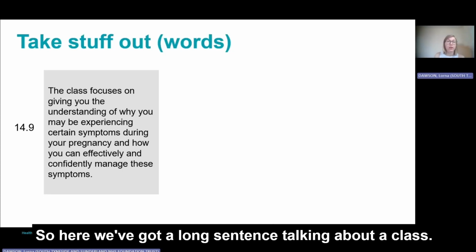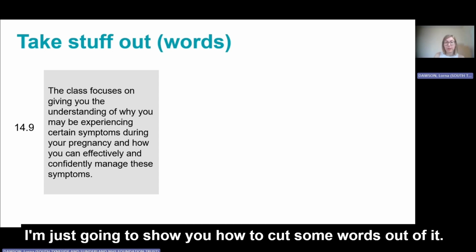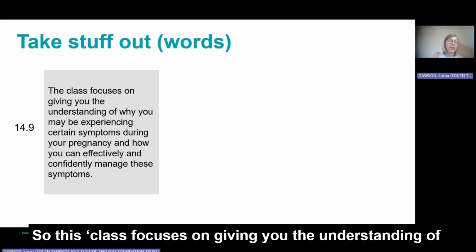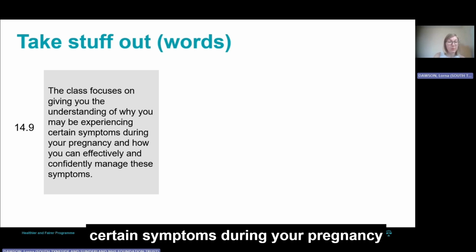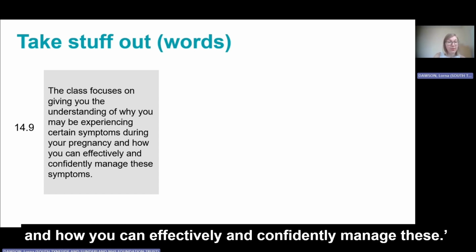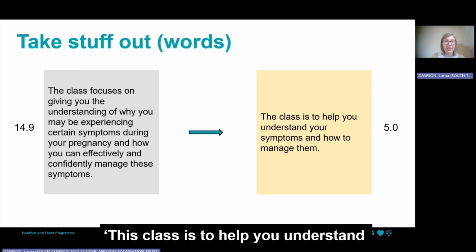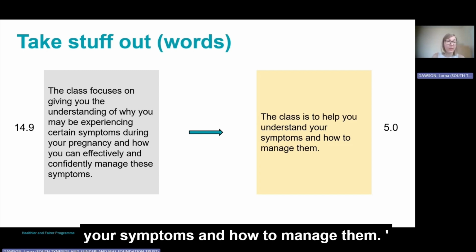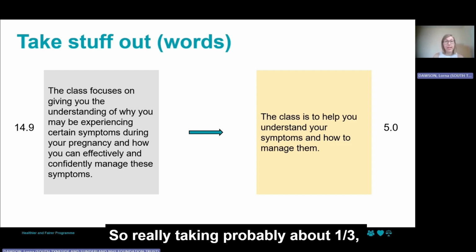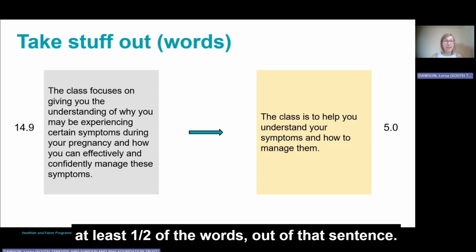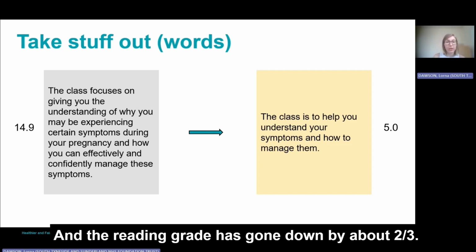So here we've got a long sentence talking about a class. I'm just going to show you how to cut some words out of it. So this class focuses on giving you the understanding of why you may be experiencing certain symptoms during your pregnancy and how you can effectively and confidently manage these. And we can change this to: class is to help you understand your symptoms and how to manage them. So really taking probably about a third, at least a half of the words out of that sentence, and the reading grade has gone down by about two thirds.